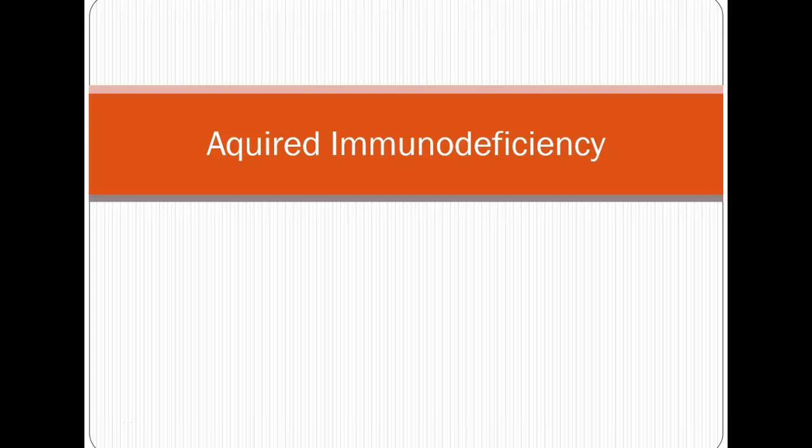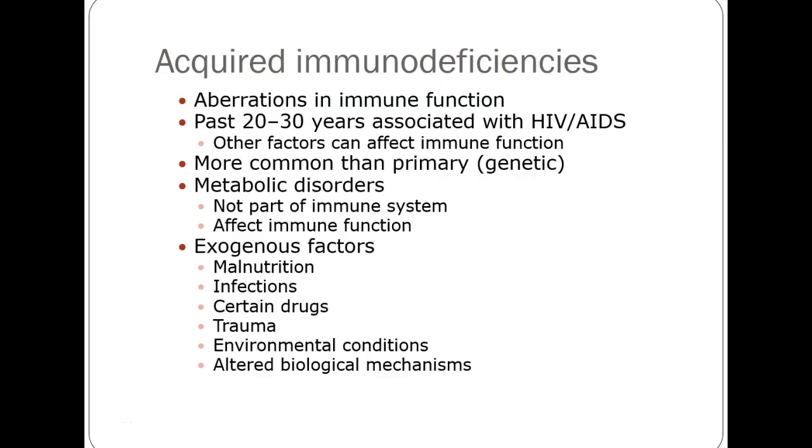We're going to take a look at acquired immunodeficiencies. Acquired immunodeficiencies are aberrations in the immune function. Over the past 20 to 30 years, you've probably heard of HIV and AIDS. This is probably the biggest acquired immunodeficiency that I can think of. There are some that are genetic or metabolic and some other factors, but the most common one would be HIV or AIDS. We're going to take a quick look at some of the other things that are not HIV and AIDS before we move on to those diseases.